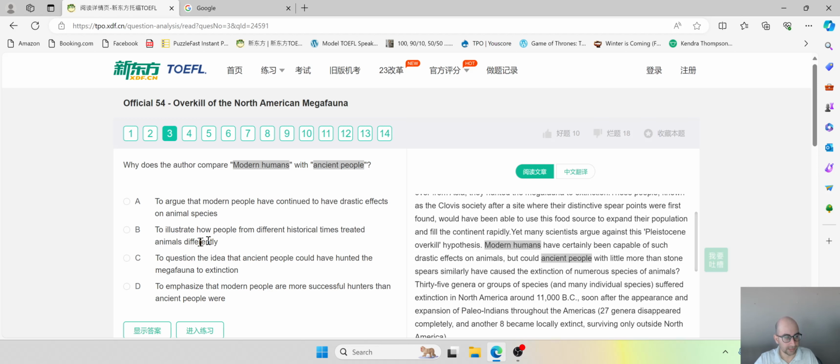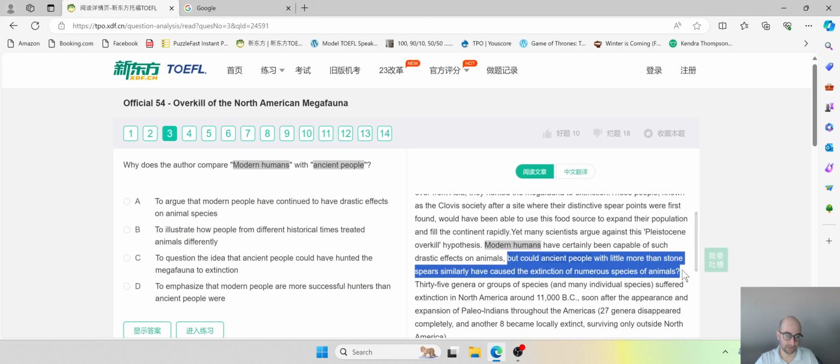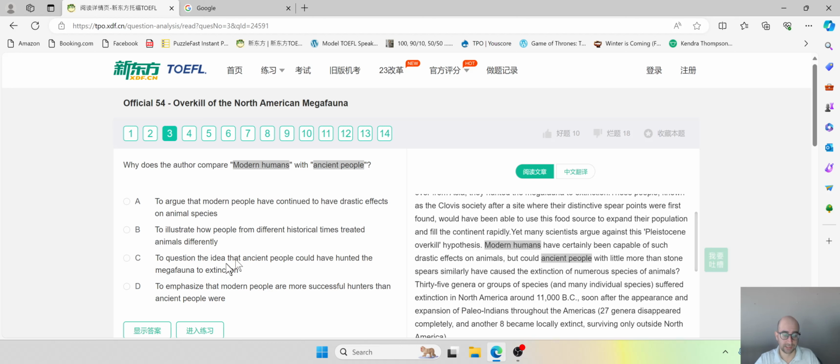It's just off point. So C, to question, is it questioning something? Yeah, we do have a question mark there, and the question actually begins here when you think about it. But could ancient people do blah, blah, blah? So it is questioning some kind of narrative, the understanding that ancient people, okay, good. The question's about ancient people, so it's on topic. Could have hunted the megafauna, those are the animals, they're just paraphrasing them, to extinction. Yeah. Have caused the extinction of numerous species of animals. That sounds correct. So pick choice C and move on.